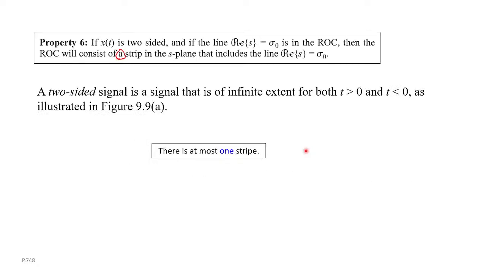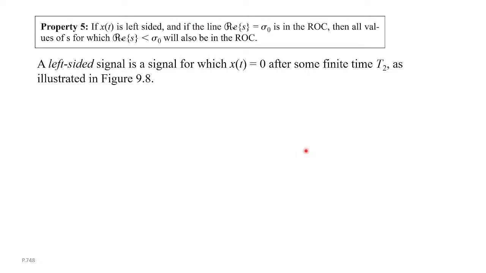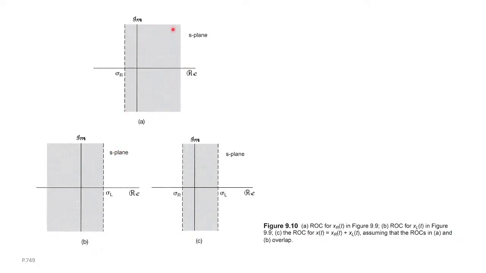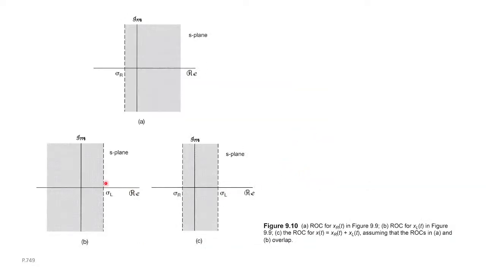And the proof is quite interesting. It's using the previous two properties, so you are using property 4 and 5. You cut your signal into two signals, that's right-sided and left-sided. The right-sided one has an ROC that is a half plane extending to the right, and the left-sided signal has an ROC that's a left-sided half plane.